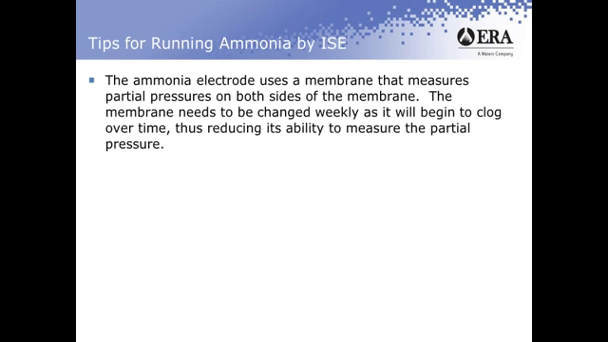The samples themselves that you run also put a pressure on that membrane, and it puts a pressure on the opposite side of the membrane than your filling solution. And what the electrode is measuring is the differences in the pressures from the inside to the outside of that membrane, and that's how it lets you know what the ammonia value is in your sample.